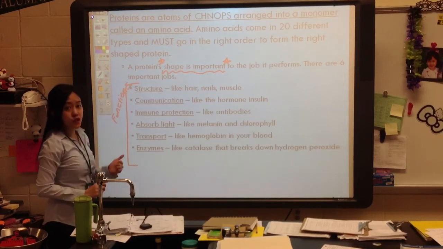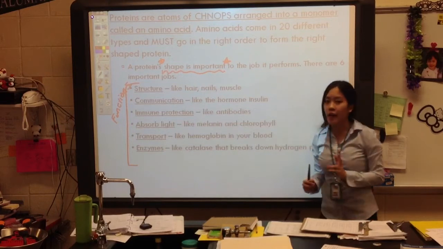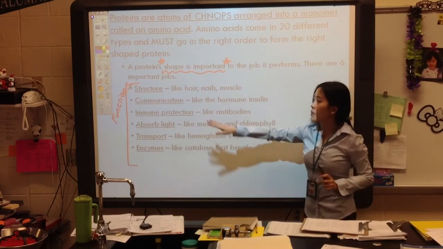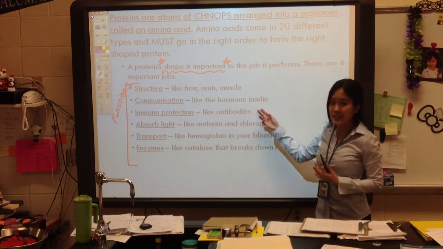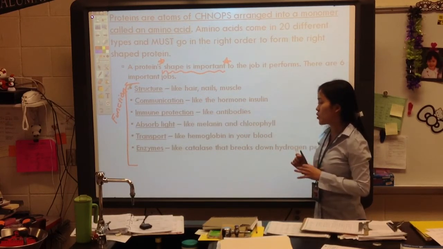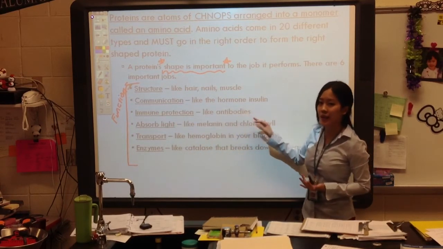Proteins can be used for structure, the shape of something. It can also be like your hair, your nails, your muscles. It can be used for communication, like with hormones like insulin that help regulate your blood sugar. It can be used for immune protection, to prevent you from getting sick.